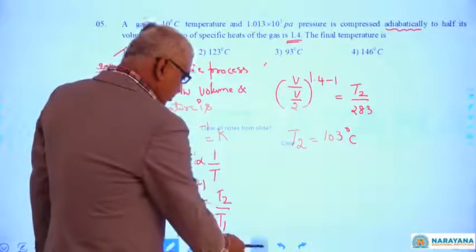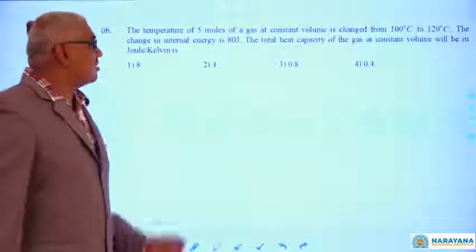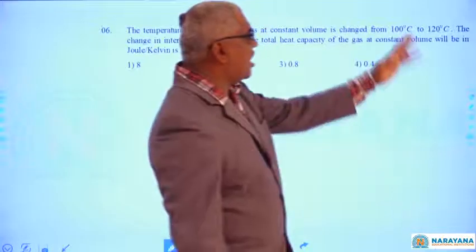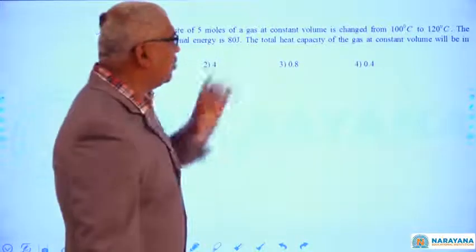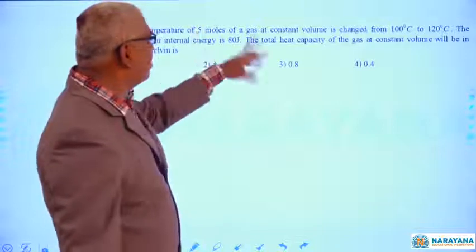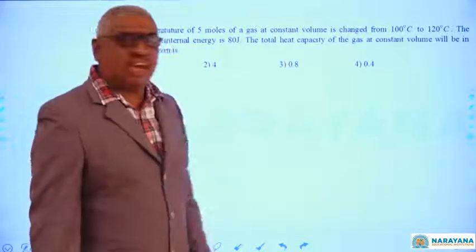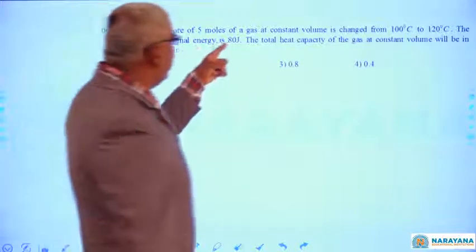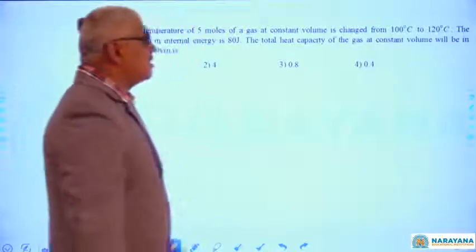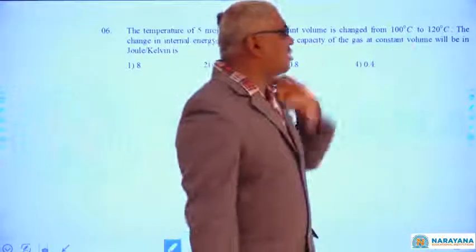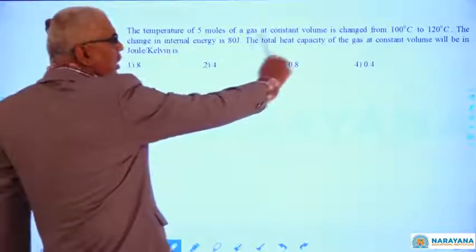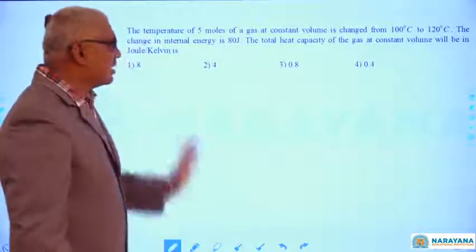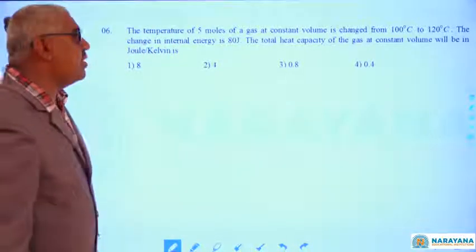Okay. Question number 6 says like this. The temperature of 5 moles of a gas at constant volume is changed from 100 degrees Celsius to 120 degrees Celsius. The change in internal energy is given as 80 joules. The total heat capacity of gas at constant volume will be, in joule per Kelvin, he is asking.